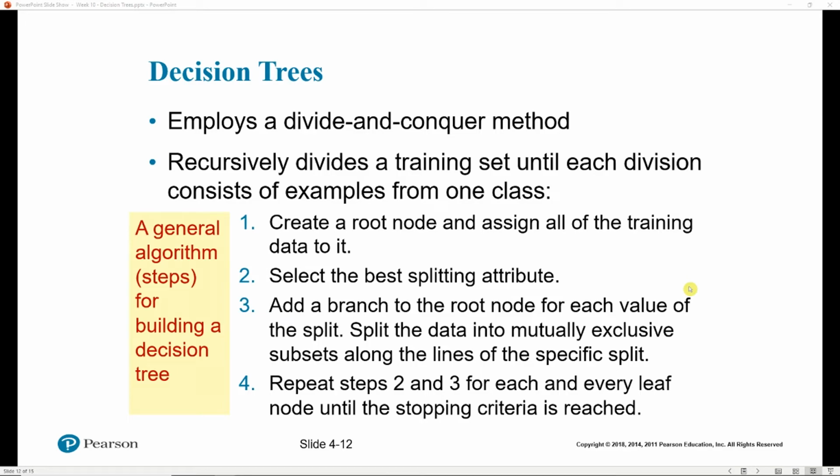Essentially, each field that you have, in this case sex, fare, and which class the person was in, will be added in turn as the data is split into mutually exclusive subsets along the lines of the specific split. This process will be repeated for each and every leaf node until the stopping criteria is reached.